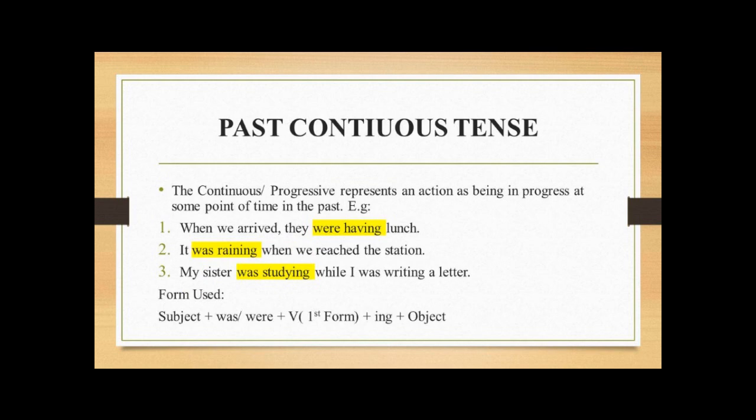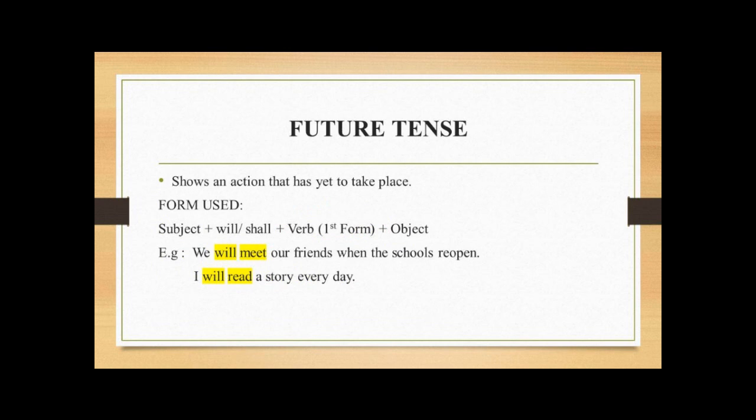Now let's come to the past continuous tense or past progressive tense. The continuous or progressive represents an action as being in process at a point of time in the past. For example, when we arrived, they were having lunch. It was raining when we reached the station. My sister was studying while I was writing a letter. Now the form used is subject plus was or were plus first form of the verb plus ing plus object.